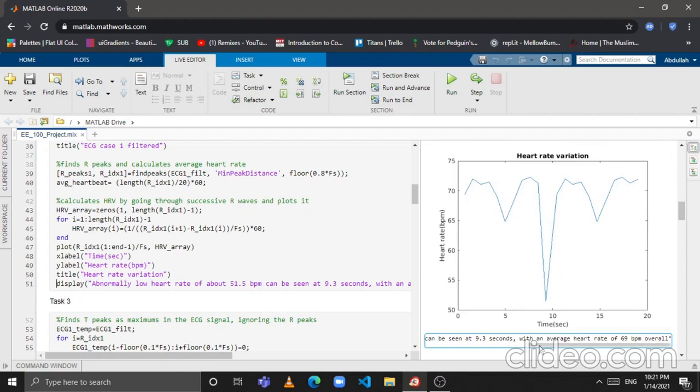At 9.3 seconds, it is obvious to see that there is a significant dip in the heart rate, to about 51.5 BPM. The average heart rate came out to be 69 BPM too.